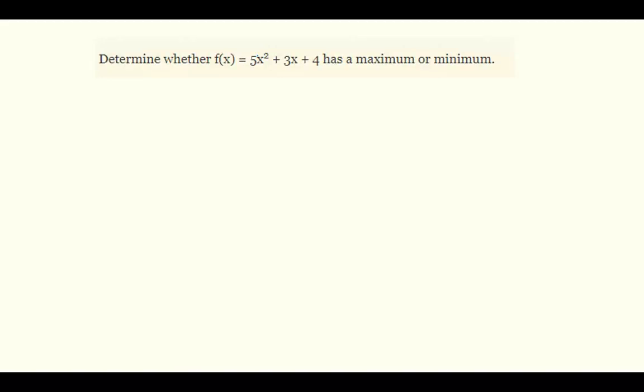Determine whether 5x squared plus 3x plus 4 has a max or a min. Again, this is a quadratic function. This should be a function that you should be able to look at and instantaneously know what the graph looks like. So we know that the x squared term is going to tell me if it's a max or a min. Because it's a positive number, we know it's going to be a smiling parabola. Therefore, we're going to have a min as our vertex. So in this case, we're going to have a min.